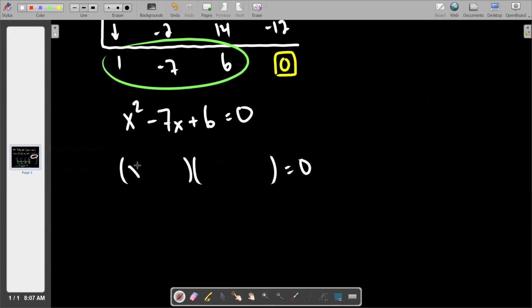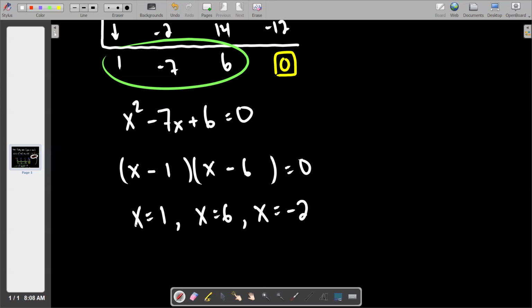I need my x's. What are my signs going to be? Both negatives for sure. Good fundamentals. They multiply to make a positive, but add to make a negative. It's the only way for that to happen. And what numbers are we looking for? 1 and 6. And therefore, we're going to now list our zeros. The zeros are x equals 1, x equals 6, and the OG, x equals -2.